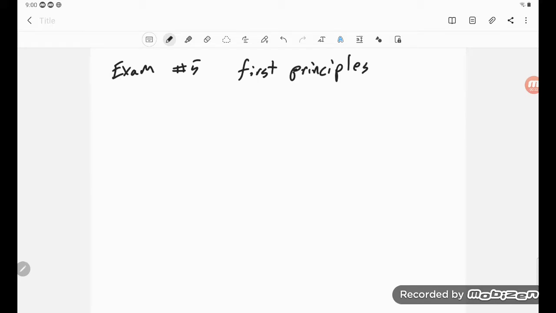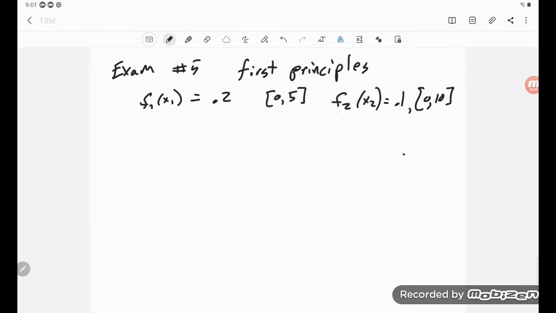Okay, so once again, we have our f1 of x1 is 0.2 on 0 to 5, and f2 of x2 is 0.1 on 0 to 10.